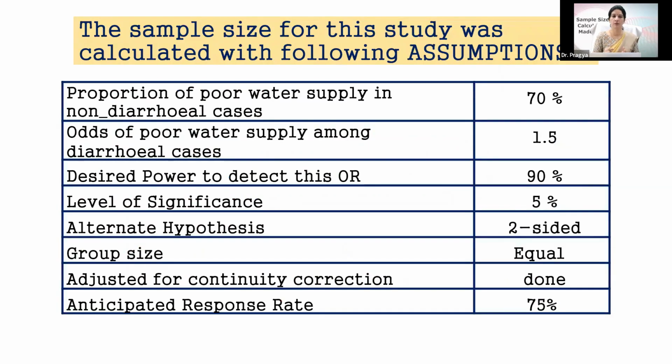Okay, so that's why I have taken this proportion of poor water supply. In non-diarrheal cases it was 70%, and the odds of poor water supply among diarrheal cases was 1.5. In this case, the power was 90%. It is a two-sided hypothesis, 5% level of significance. Anticipated response rate was 75%, and it was adjusted for continuity correction. So now you do this and tell me what is the value.